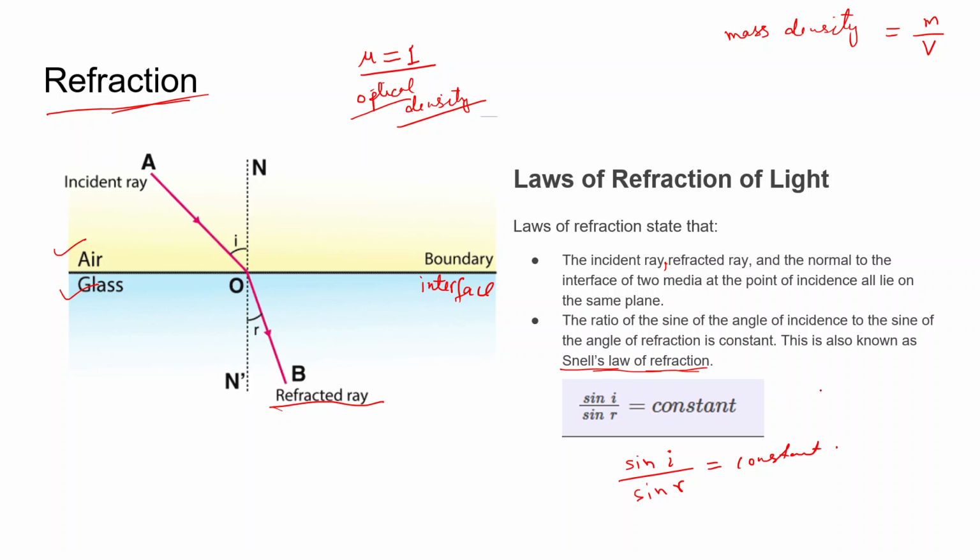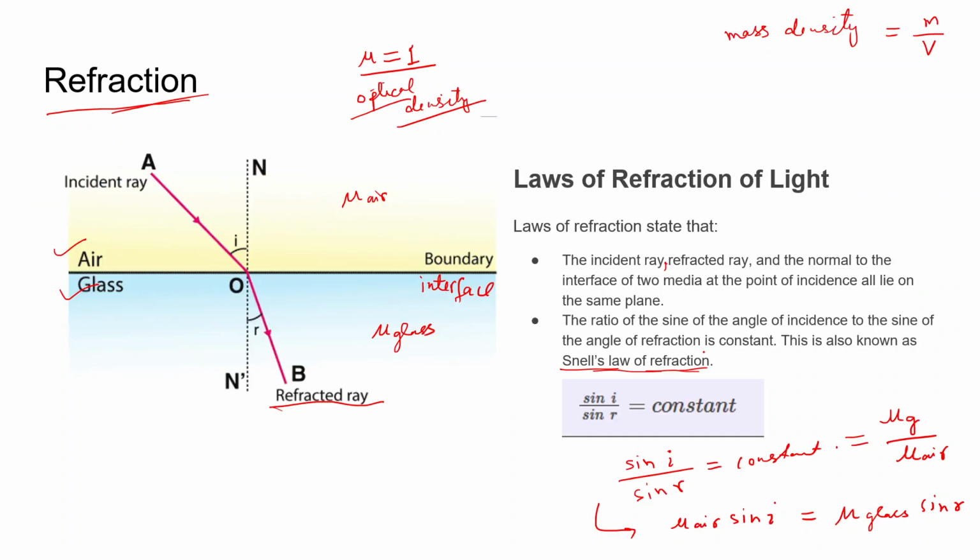This law is also stated as this: if the refractive index of air is mu air, and the second medium's refractive index is this, then we can also write it as mu air sine I is equal to the refractive index of glass multiplied by sine of angle of refraction. So from here you can clearly see that the ratio of sine I and sine R is the ratio of the refractive index of glass to the refractive index of air. So this is the second law, which is also called Snell's law of refraction.